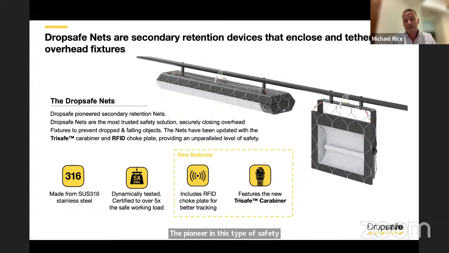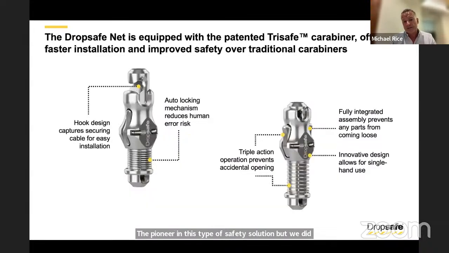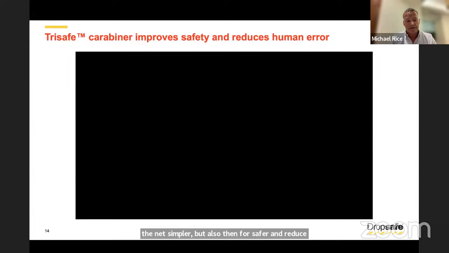But we did upgrade our products a couple of years ago to enhance the safety. So one of the key features that we built into the new Dropsafe nets is a triple action auto locking carabiner. This was primarily to try to make the installation of the net simpler, but also then for safer and reduce some human error that could be associated with installing the product incorrectly.